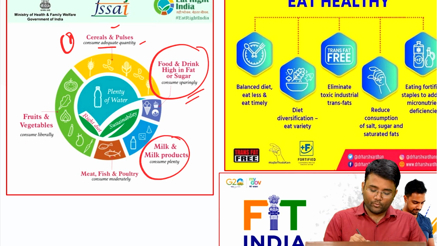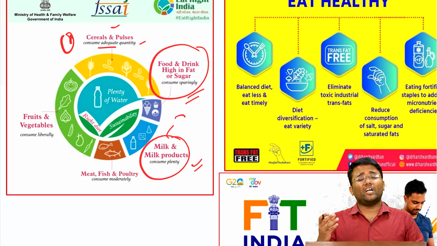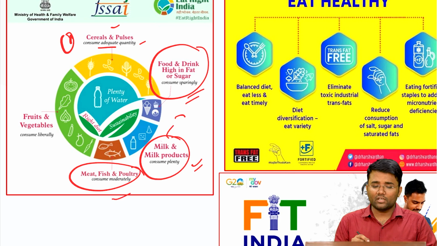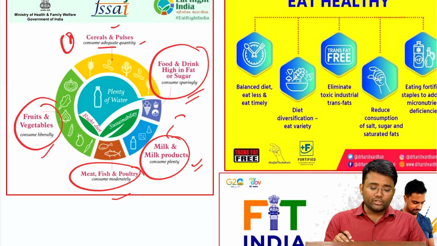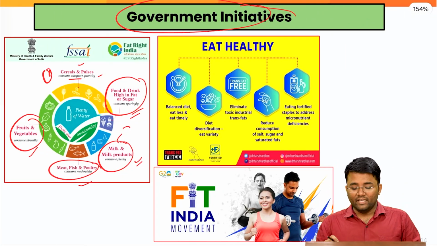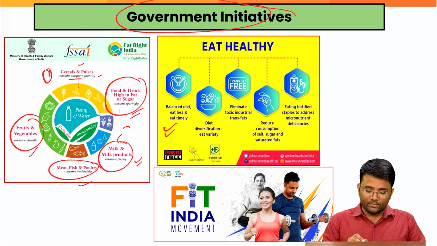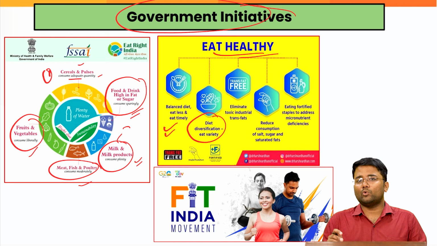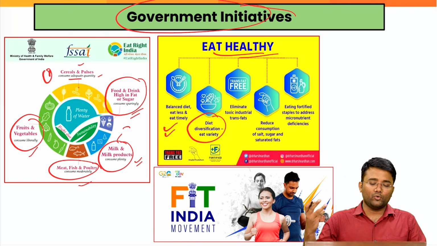Also, milk and milk products should be consumed in plenty, because milk is such a food product which has very good availability of macro and micronutrients. Meat, fish and poultry should be consumed moderately, and fruits and vegetables should be consumed liberally, so that the needs of the nutrients can be fulfilled. Also, there is a need for a balanced, healthy diet. This is again what has been promoted by the government of India. Diet diversification: don't limit yourself to only cereals or pulses, have a good amount of fruits and vegetables.